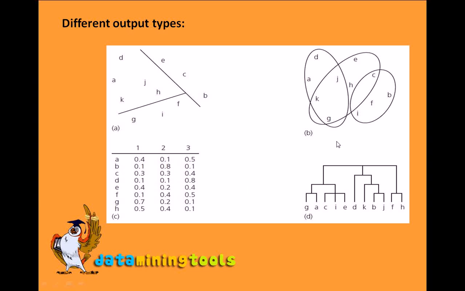And the fourth type of clustering is over here. Here we are using a hierarchical scheme where we divide a cluster into subclusters, and we get a hierarchical tree. So these are the four popular types of output representation in case of clusters.